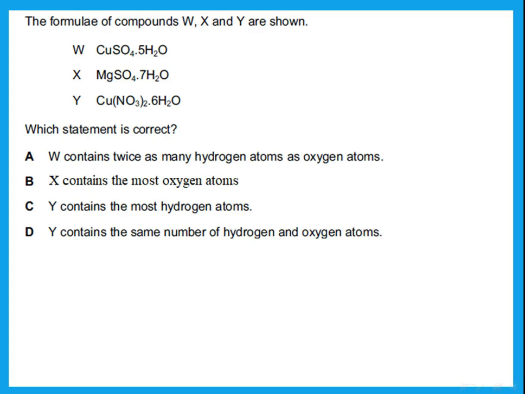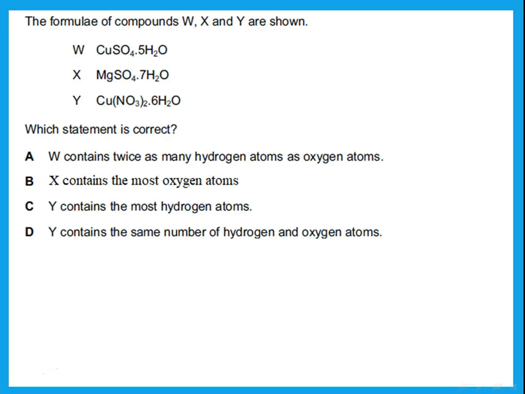But Y will have more oxygens than that. Y, can you calculate how many oxygens in Y? We have 2 times 3, that's 6, plus 6, that's 12. So actually, Y has more oxygen. So when he says X has most oxygens, that is wrong.